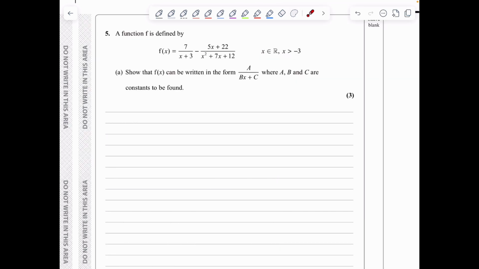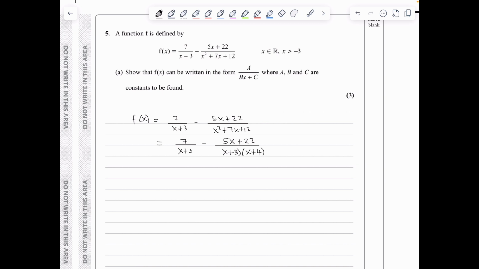In question 5, we've got the function f of x defined here for x in the reals and x being greater than -3, and we need to show that f of x can be written in the form of a over bx plus c, with a, b, and c being constants to be found. So starting with the expression for f of x we've been given, the first sensible thing to do is try to factorize the second denominator. So this is 7 over x plus 3 minus 5x plus 22 over x plus 3 x plus 4.